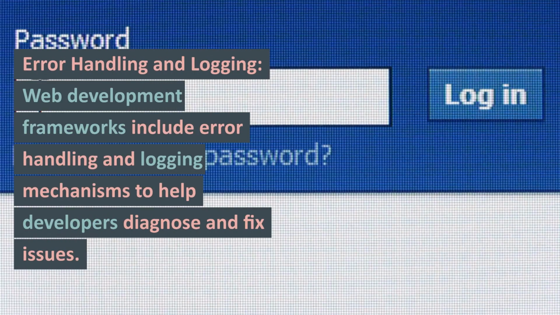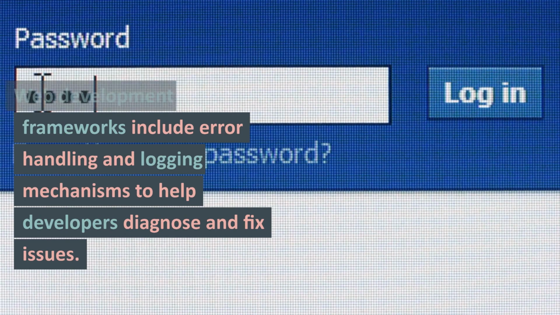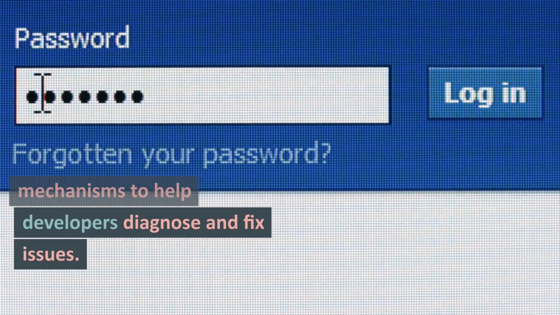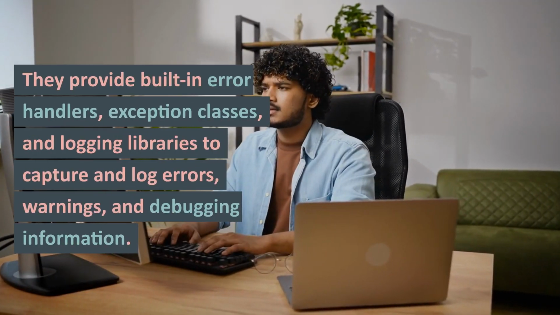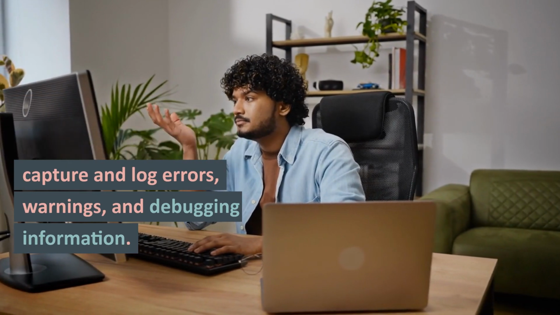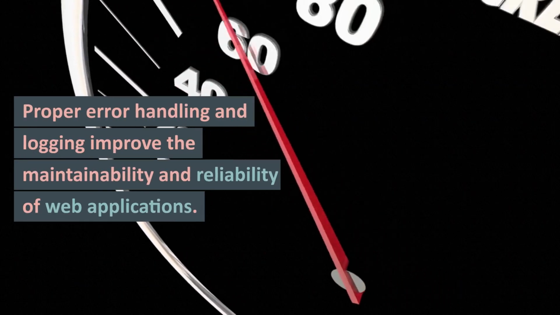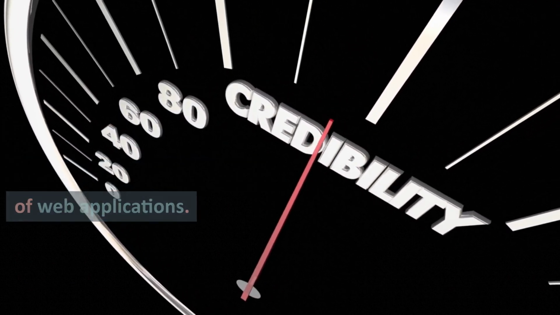8. Error handling and logging. Web development frameworks include error handling and logging mechanisms to help developers diagnose and fix issues. They provide built-in error handlers, exception classes, and logging libraries to capture and log errors, warnings, and debugging information. Proper error handling and logging improve the maintainability and reliability of web applications.